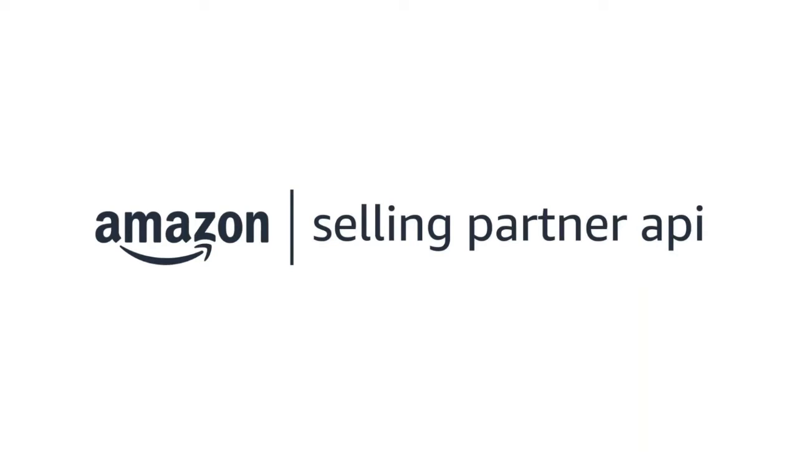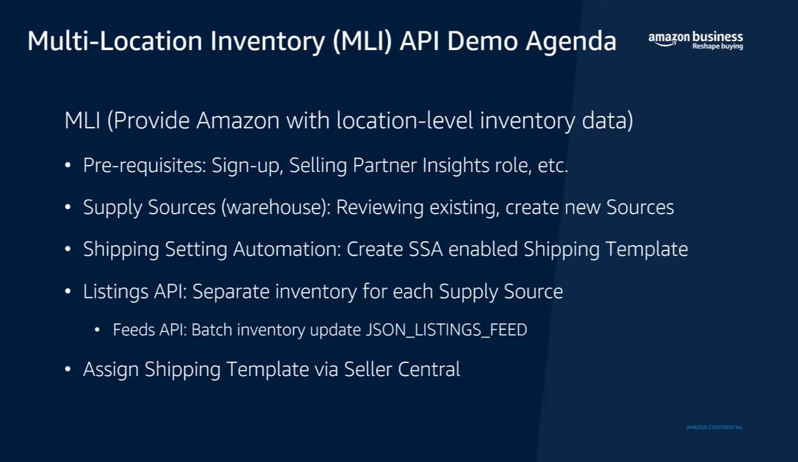My name is Prashant and I'm a solutions architect at Amazon Business. MLI allows sellers to provide Amazon with location-level inventory data and fulfillment capabilities that could help with increasing a seller's speed and reliability and lower cost to serve.